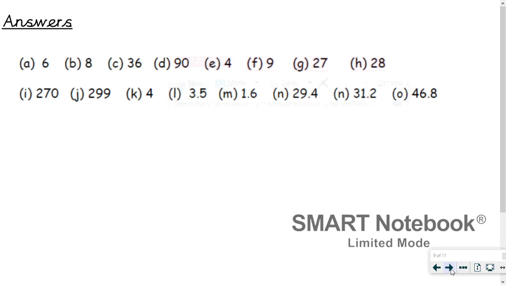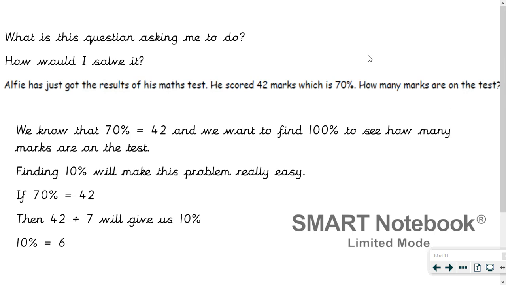Hopefully we did okay. So what I want you to do now is have a look at this question for me, because this is another part of learning which we're going to do today. So what is the question asking me to do, and how would I solve it? So Alfie has just got the results of his maths test. He scored 42 marks, which is 70%. How many marks are on the test? So we're not told how many marks in total he's got it out of, but we're told how many he got and what percentage of the total that was. We can use that information to find the 100%, to find how many marks there are.